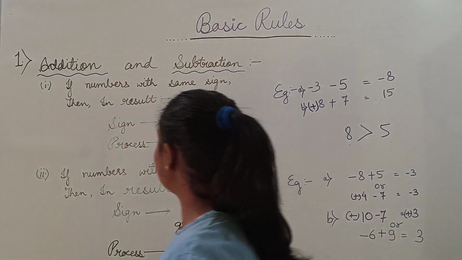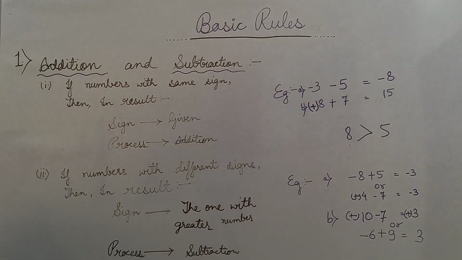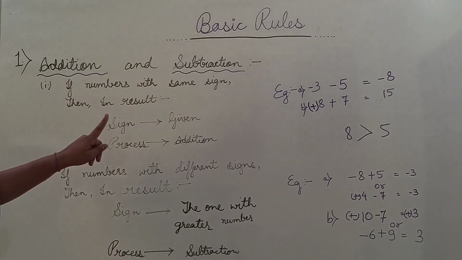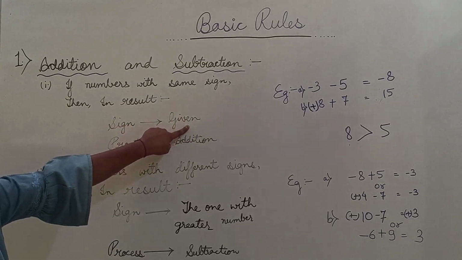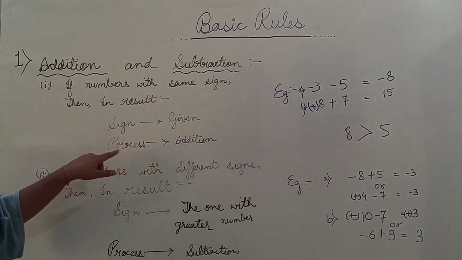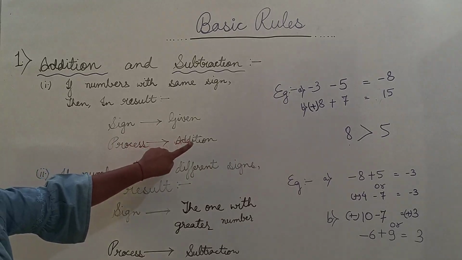So first rule is about addition and subtraction. So in this we will firstly see if numbers are with same sign. If the numbers are with same sign, then in result the sign will be the sign given with both the numbers and the process must be addition.